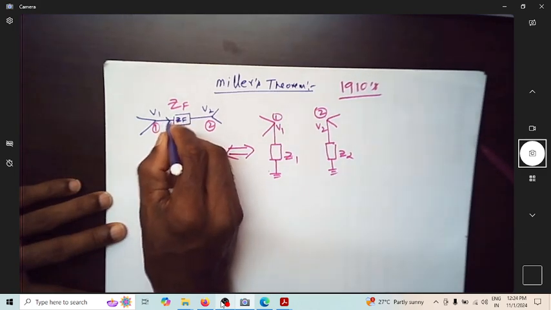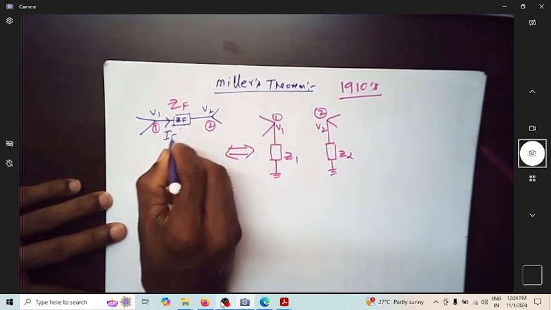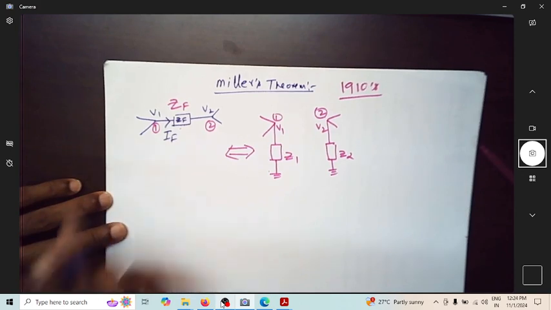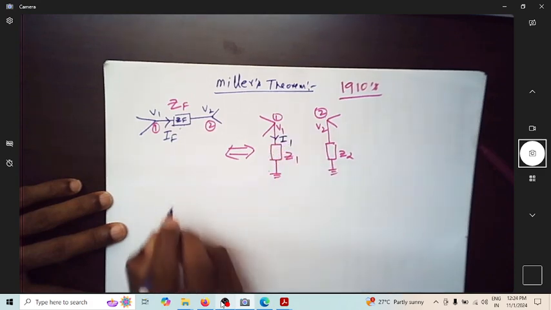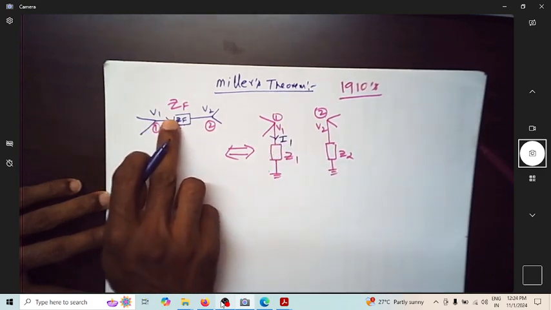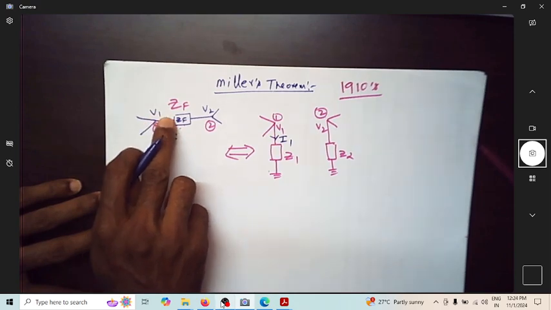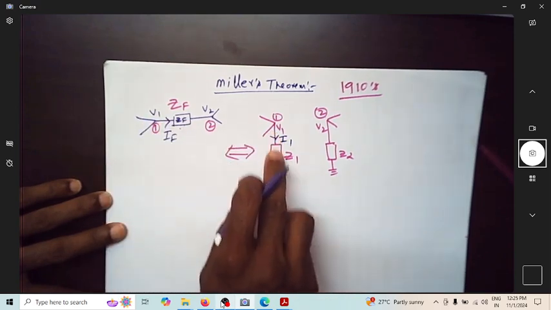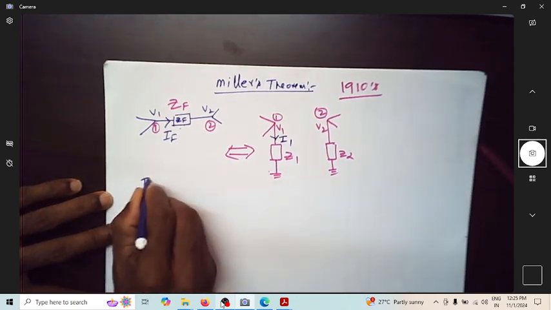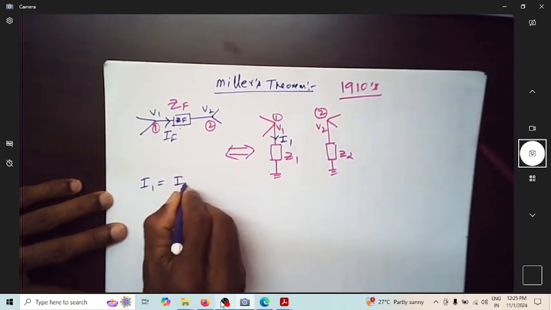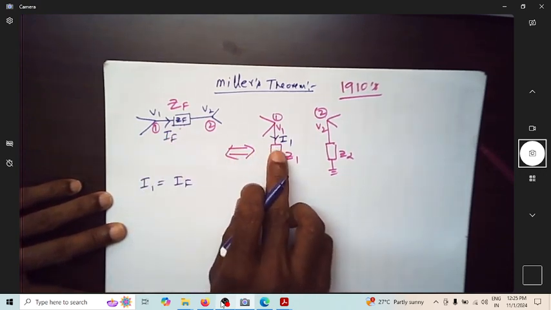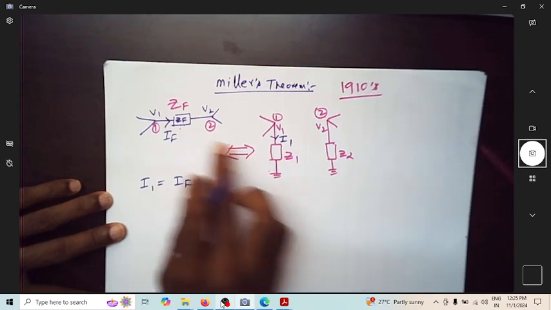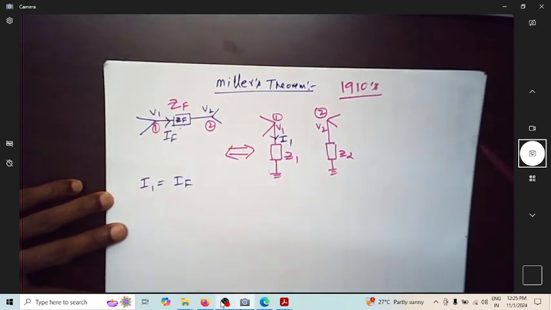If the current that is flowing here, which I'll call IF, flowing through the floating impedance, is equal to this I1, this is what is IF, which is leaving the node. If the same current is leaving here, so I1 is equal to IF. If I1 is equal to IF, then Z1 actually represents the equivalent of ZF.